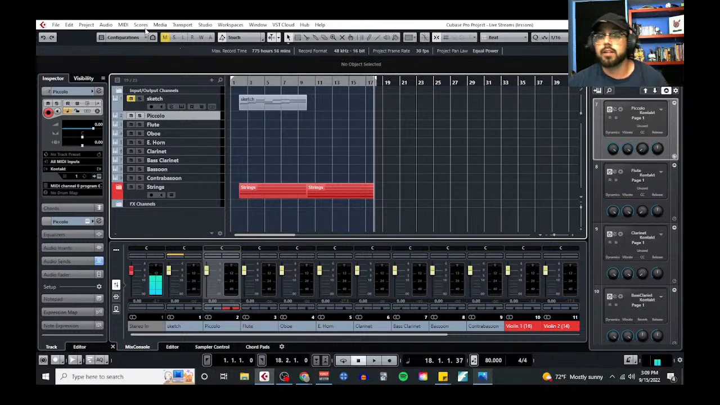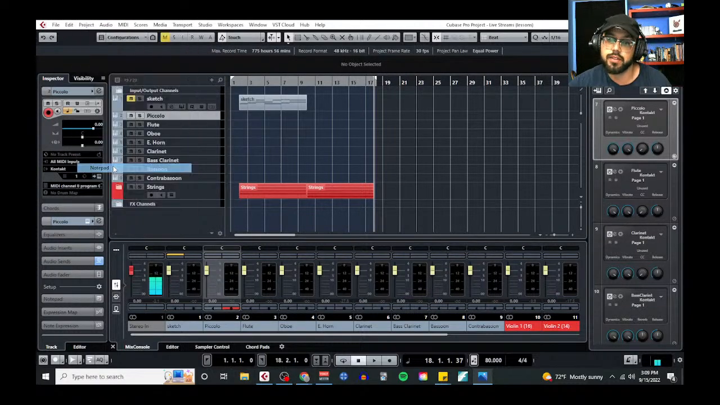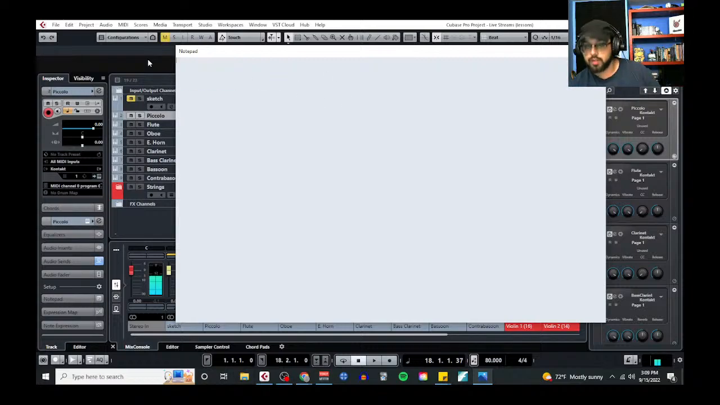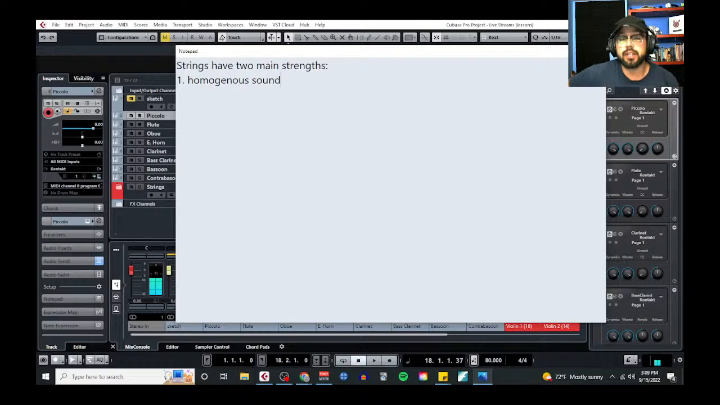But for now, let's talk about the woodwind section. Oh yeah, so we talked about this actually at the end of last stream. We talked about how the strings have two main strengths. They have a homogeneous sound, meaning that each stringed instrument sounds similar to the others, and each stringed instrument everywhere in its range sounds very similar. Like the low end of a violin sounds very similar to the high end of the violin. There are of course differences, but compared to other instruments, there's not a dramatic change.